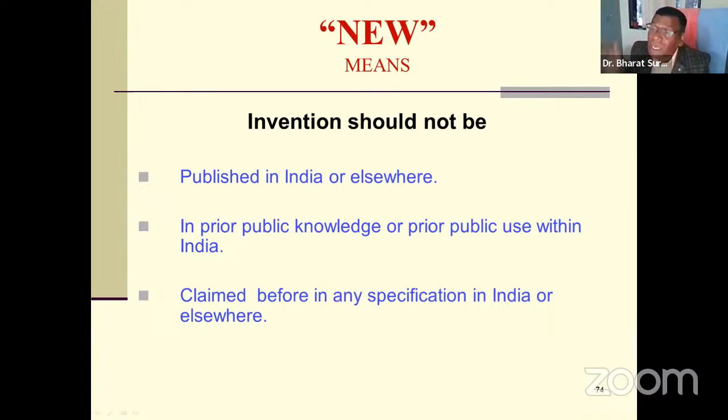It should not be in the prior public knowledge or prior public use within India. Again, it should not be claimed before in any specification, meaning any application, in India or elsewhere. It's not only India, throughout the world I am checking for the novelty. If you are bringing a new jug, then this jug should be new not only in India, throughout the world. Then you qualify the definition of novelty.